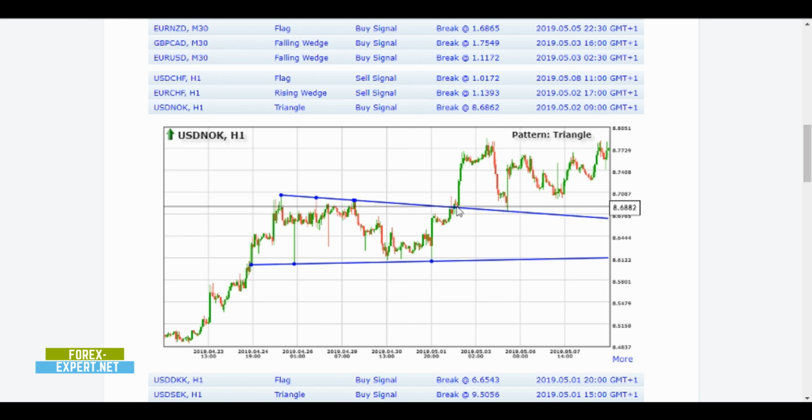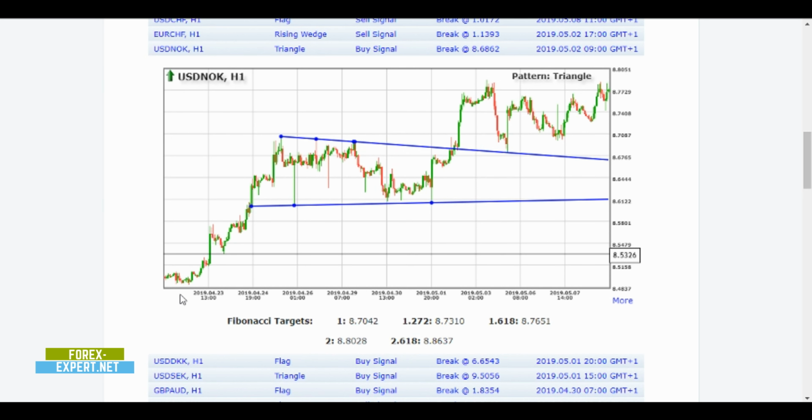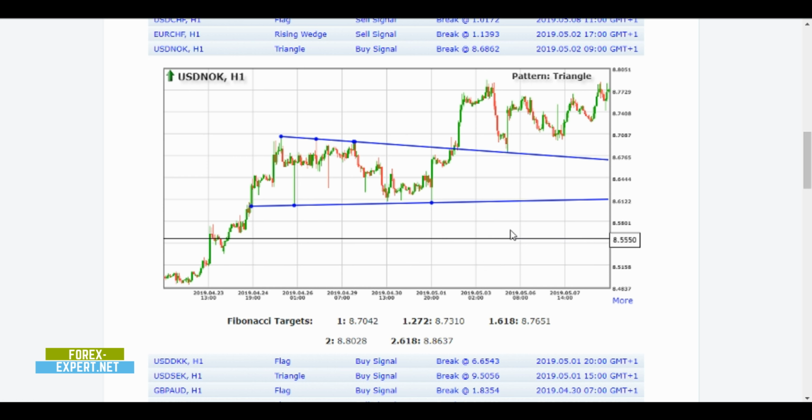In fact, we have a break at 8.6862 going up to 8.7879, and below the chart you will find Fibonacci targets. As I can see here, the third target, so the 1.618 level, got hit. It was a very profitable trade though.